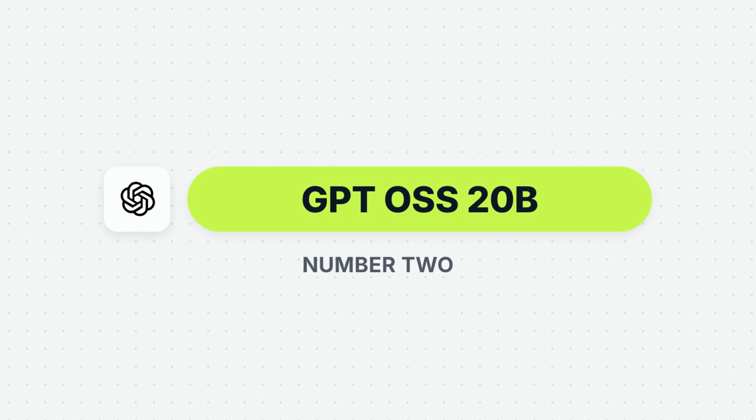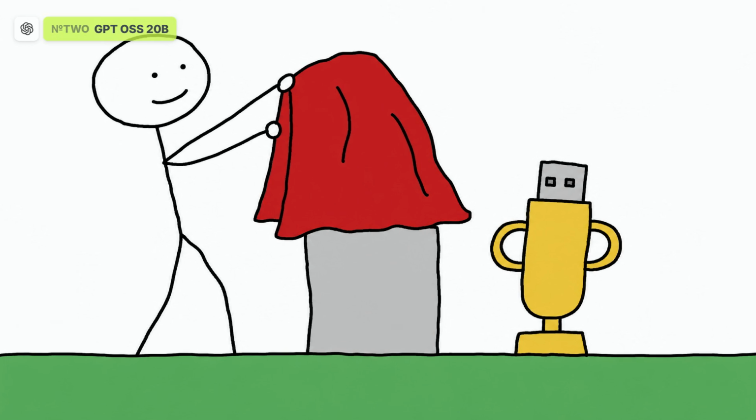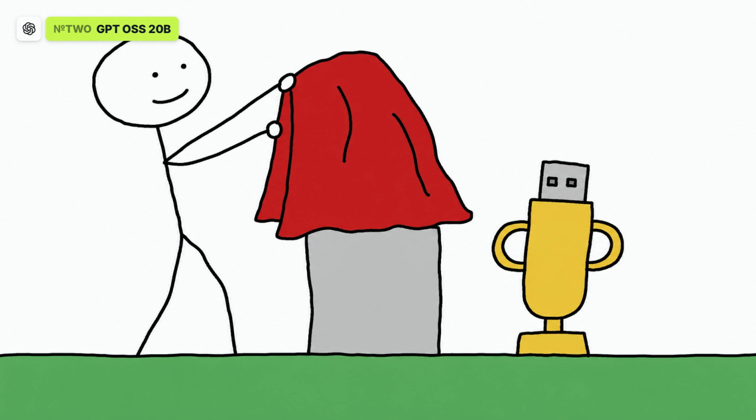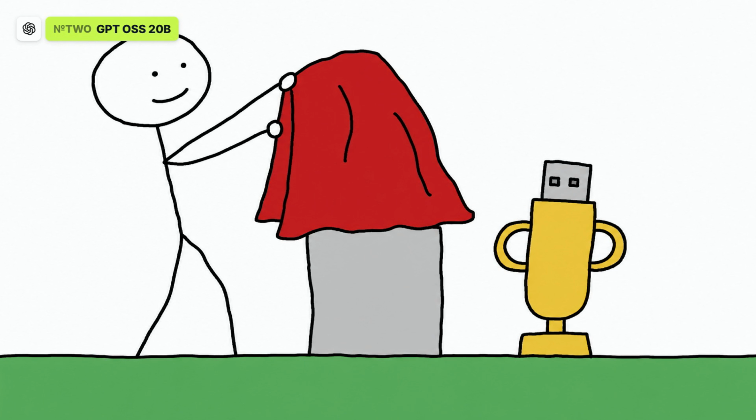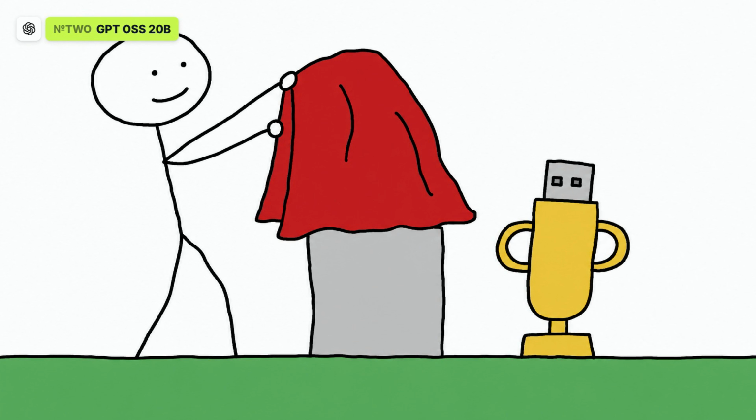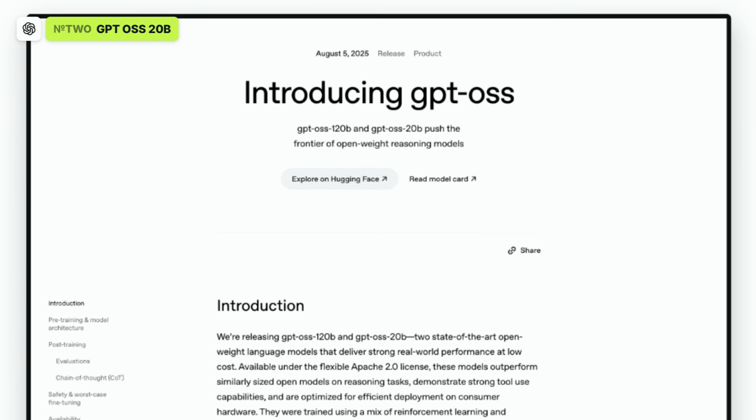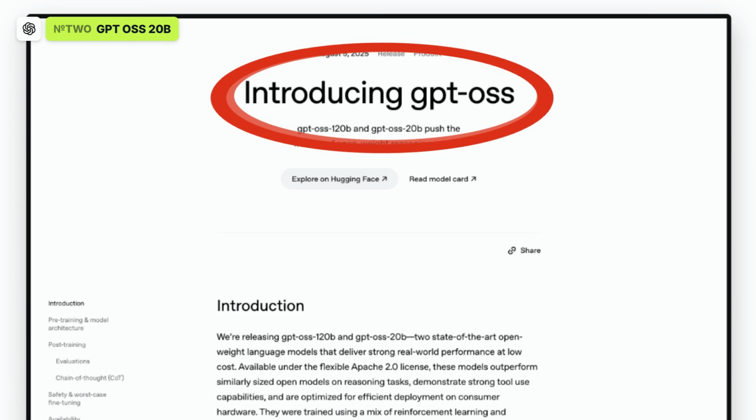Number 2. GPT-OSS-20B. What happened is we got the exact model behind the 16 gigabytes from the intro, which dropped as the smaller of two releases when OpenAI published a post introducing GPT-OSS in August of last year.